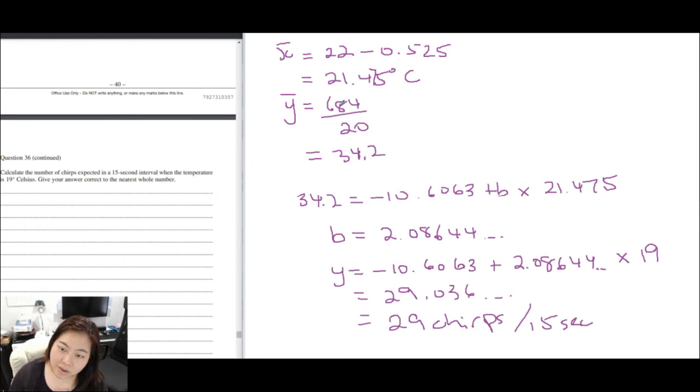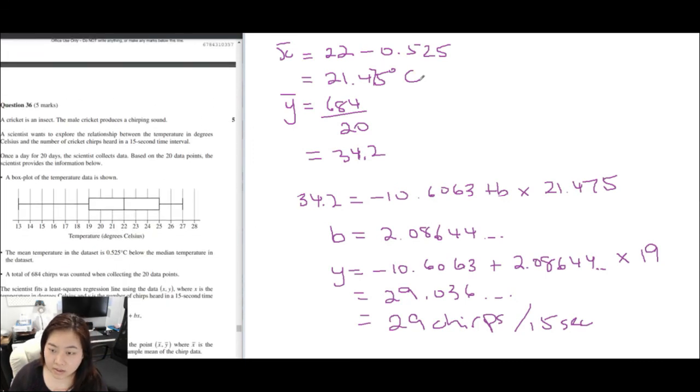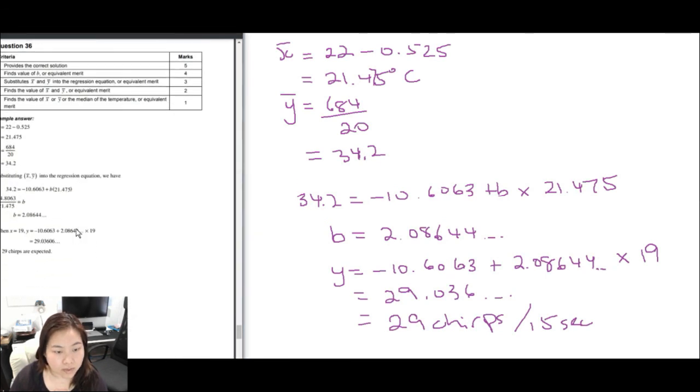Is this worth 5 points? Have I done enough for 5 points? 1, 2, 3, 4. I don't know, but let's just check it. 29 chirps are expected. Yeah. Okay. I don't know how this is worth 5 points, but anywhoosie.